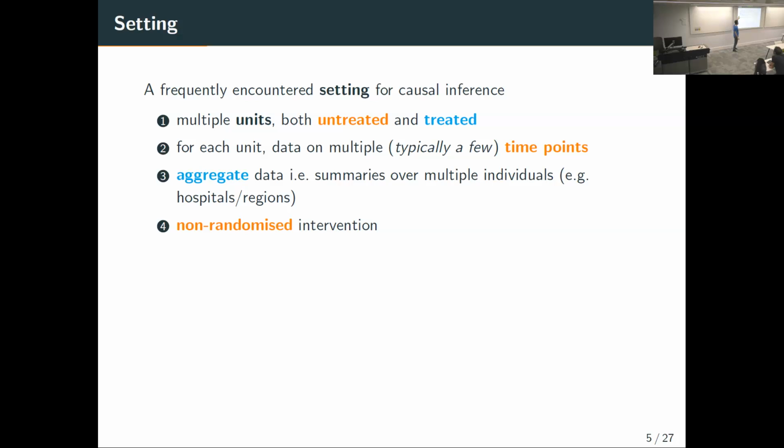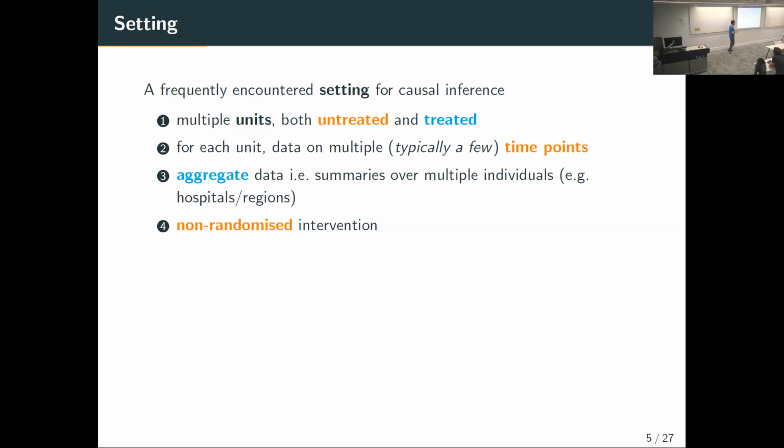So the first characteristic is that we have multiple units. Some of them will be treated, some of them will be untreated, but for the rest of the talk, I assume that there is at least one untreated unit. And sometimes we refer to these units as control units because they don't receive the intervention at any period during the study. And apart from that, we also have the requirement that for each one of these units, we don't observe the outcome or the outcomes of interest just once, but instead we have a time series over the study period.